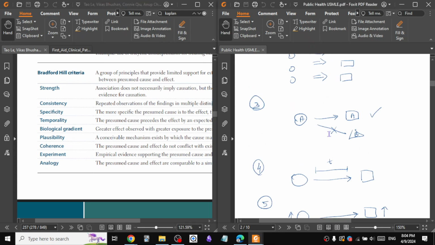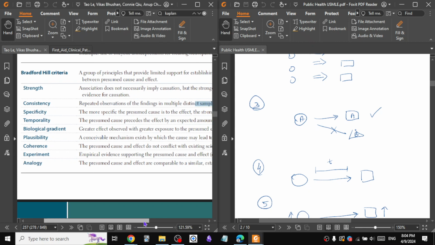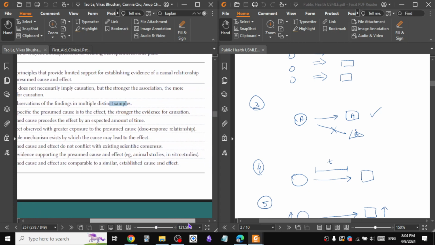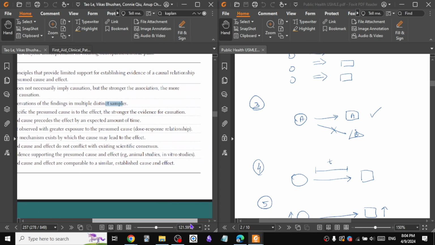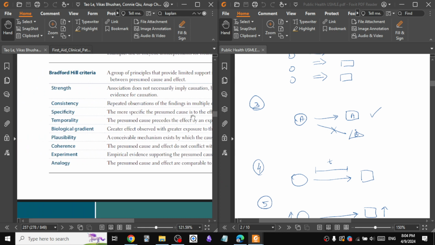Specificity. Is this cause causing the effect I need? You see how cause A is leading to effect A, but it's not leading to effect B. So remember that specificity: the more specific the presumed cause is to the effect, the stronger the evidence for causation. Because you can imagine, if it's not specific, then it's a generalized variable.